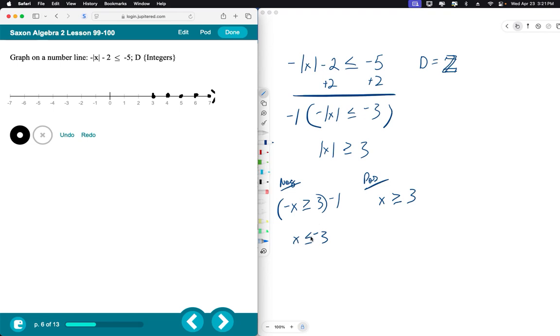And x is less than or equal to negative 3, so we include the 3, and we go to the left for the less than. And we're using the dots because it is integers.